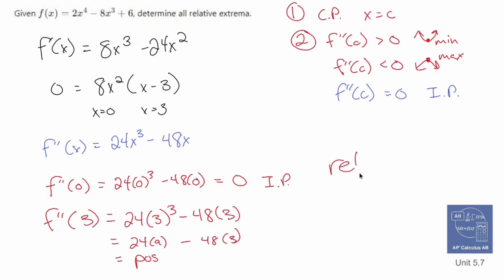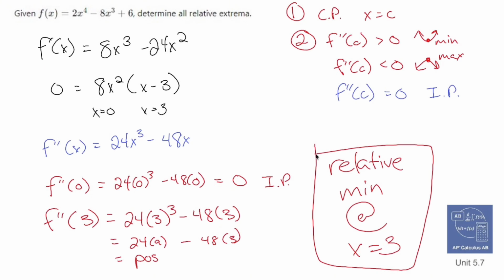So the relative min is going to exist at x equals 3. That's how you do it.